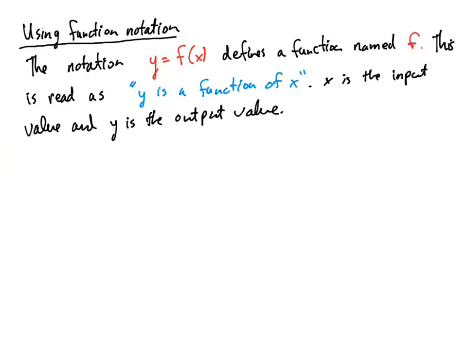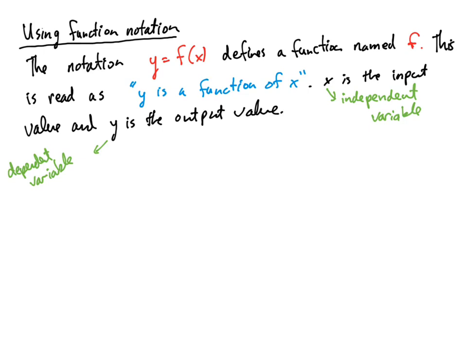So let's discuss different function notation. The notation y equals f of x defines a function named f. This is read as y is a function of x. X is the input value and y is the output value. We can also call x the independent variable. And we call y the dependent variable. And what these terms mean is the value y is dependent on whatever x value we pick.